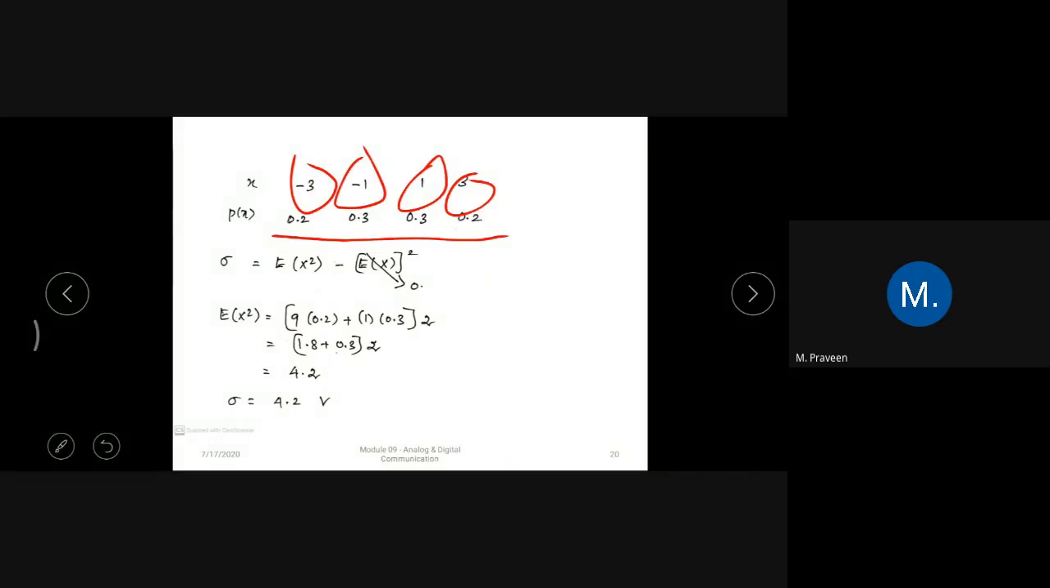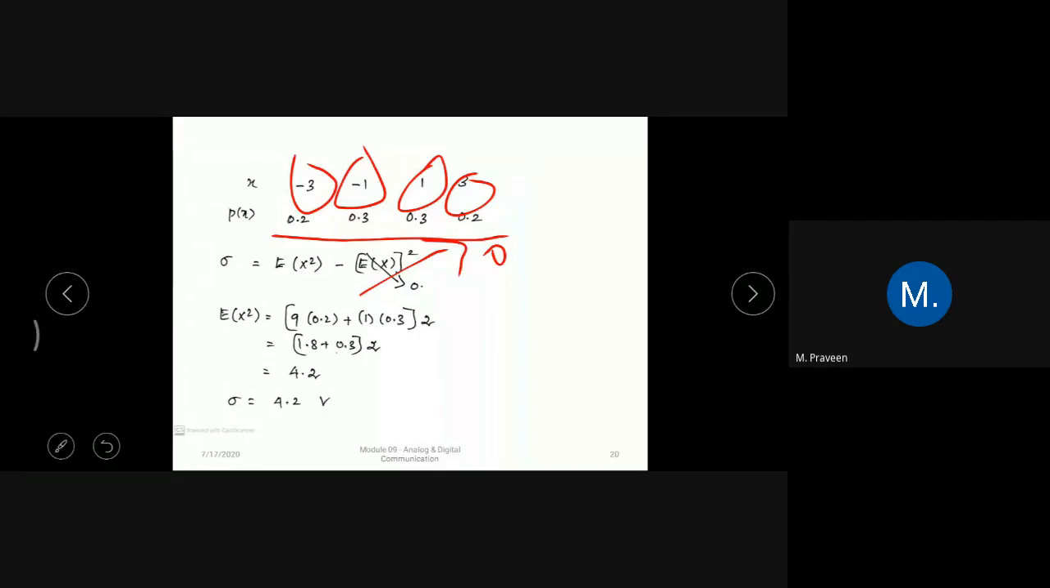So if that is the case, you don't want to calculate the mean value. You can simply assume the mean is equal to 0, even if you calculate, the answer is 0. So here I consider E of x is equal to 0. So the only job is to find E of x square. E of x square is nothing but x square into P of x. That's the formula: summation of x square into P of x.